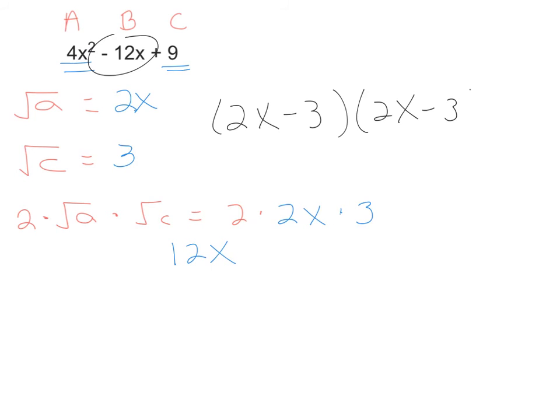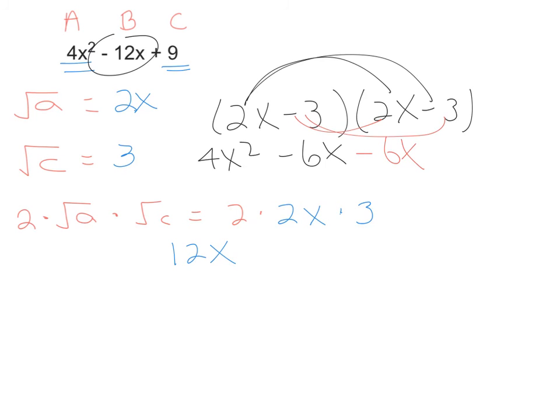times 2x minus 3. Watch what happens when we FOIL it. 2x times 2x is 4x squared. 2x times negative 3 is negative 6x. Negative 3 times 2x is negative 6x. And negative 3 times negative 3 is positive 9. So you'll notice that these here will give you that middle term of that negative 12x. So your answer is 2x minus 3 quantity squared.